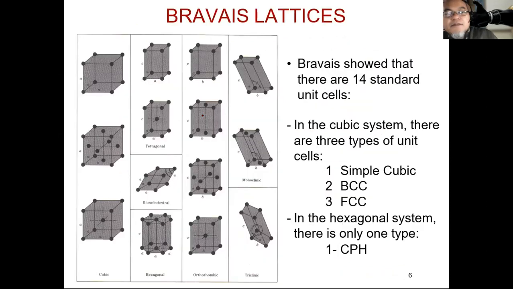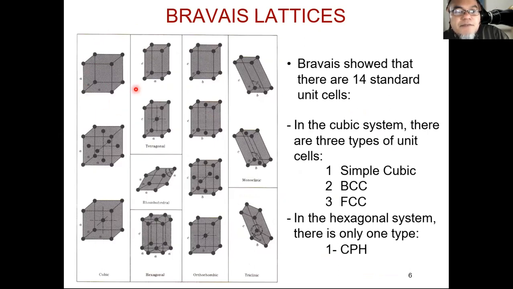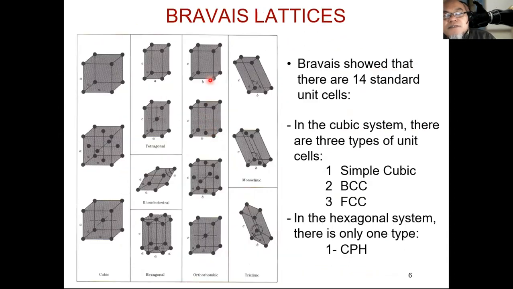So from cubic, we have here the simple cubic system. This is face center cubic. This is body center cubic. For orthorhombic, the interaxial angle is 90 degrees, but A is not equal to B, not equal to C. So A, B, C could be different. So we have simple orthorhombic, base center orthorhombic, face center orthorhombic, and body center orthorhombic.